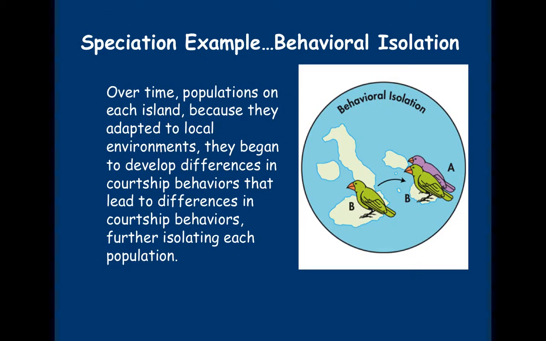Now, over time, the populations on each island, because they adapted to local environments, began to develop differences in courtship behaviors that led to differences in reproductive behaviors, further isolating each population. So if B goes back and is able to intermingle with A, they're not going to be able to breed because their rituals are different.